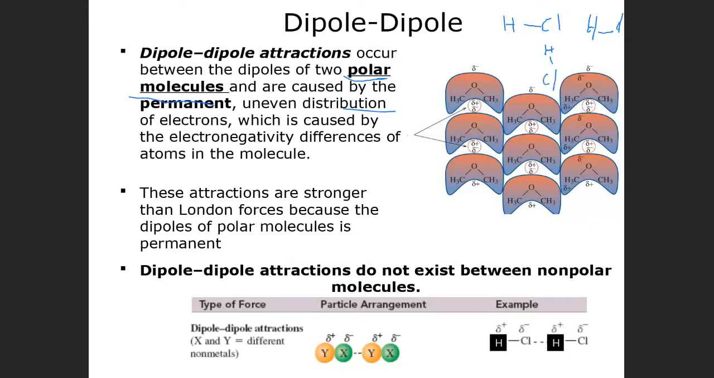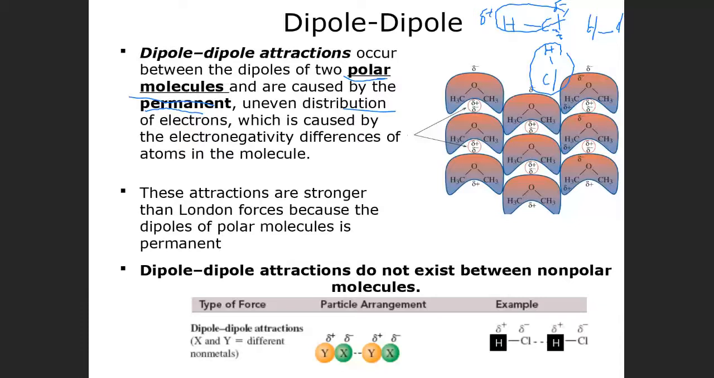So this is a molecule, and this is another molecule. So we have here partial negative, and we have here partial positive. So there will be intermolecular forces between the polar molecules, and this is very important. The molecule must be a polar molecule, and this is permanent because the electrons are distributed unequally.